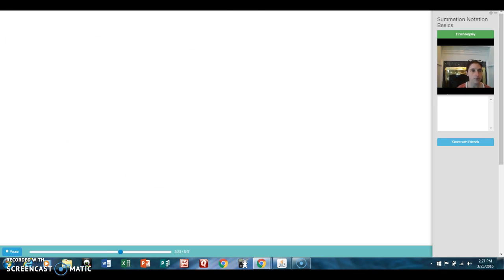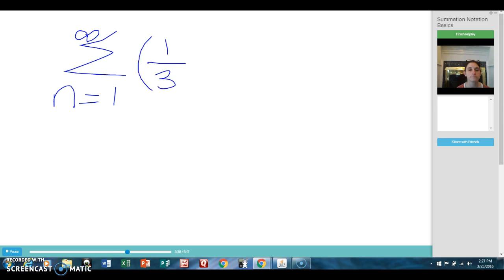So take a look at this example. We're going to start with n equals 1. And this time, instead of an 8 or a 4, I'm going to actually put infinity. This time it's on purpose. And the number I'm going to put here is 1/3 to the n minus 1 power.